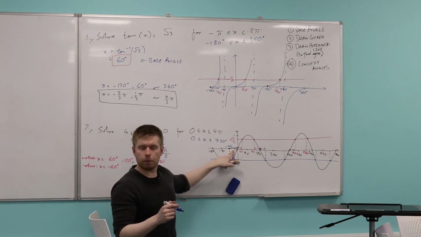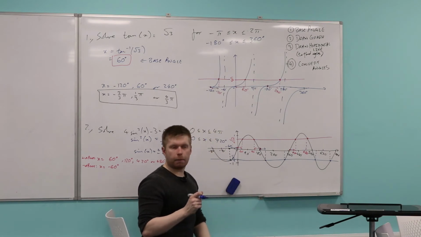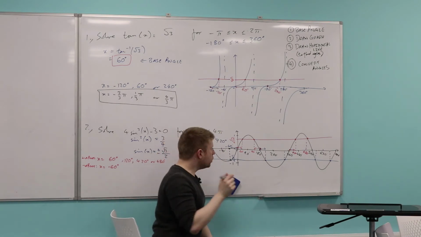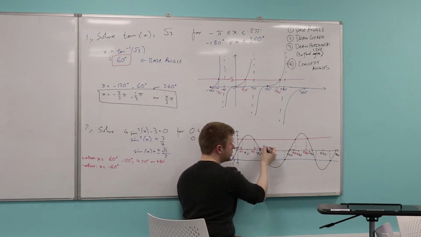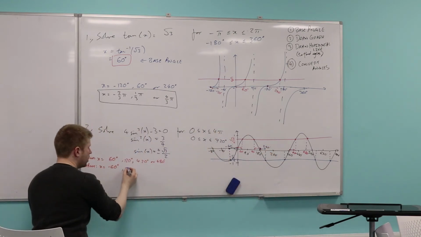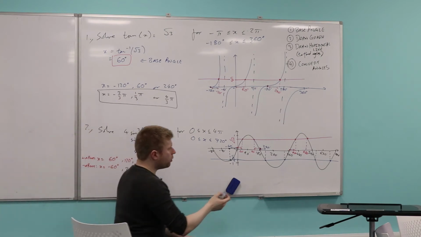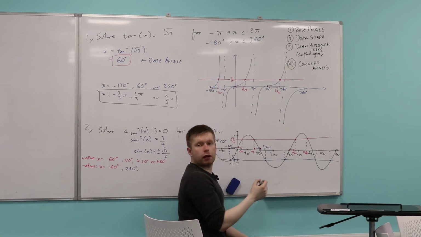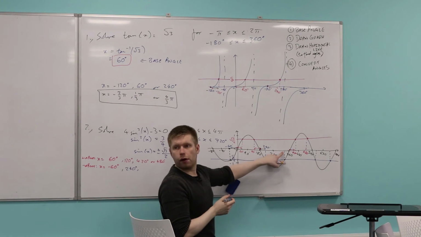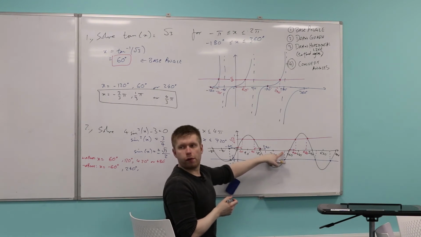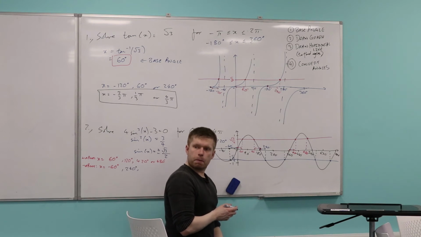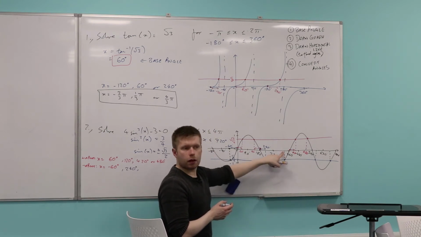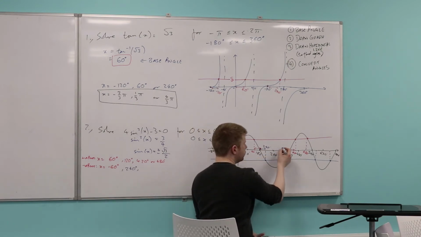Does that make sense to everyone? Yeah? So what is this point going to be here? 240. Good. It's just going to be 60 degrees on from 180, which is 240. So I've got my point here, which is 240 degrees. Okay? What's this point here going to be? Good, yeah, it's going to be 300 degrees.